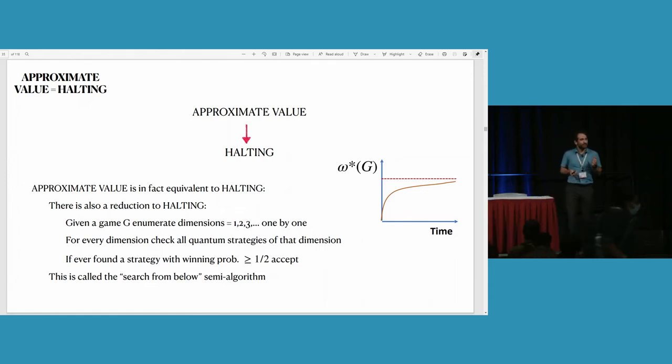And it's called a semi-algorithm because it's only guaranteed to succeed on yes instances, on just half of the instances. On no instances, it loops forever.